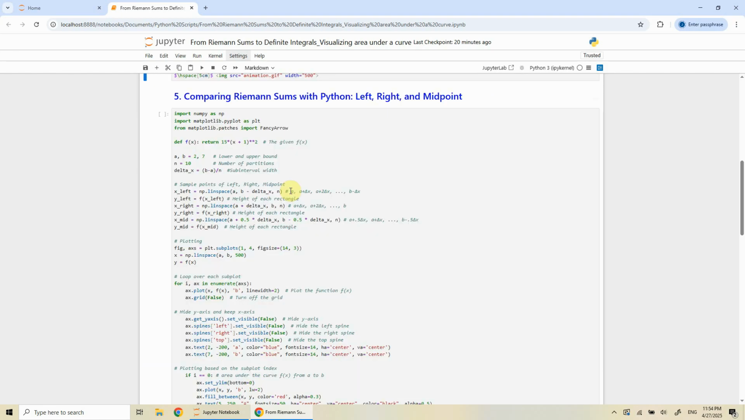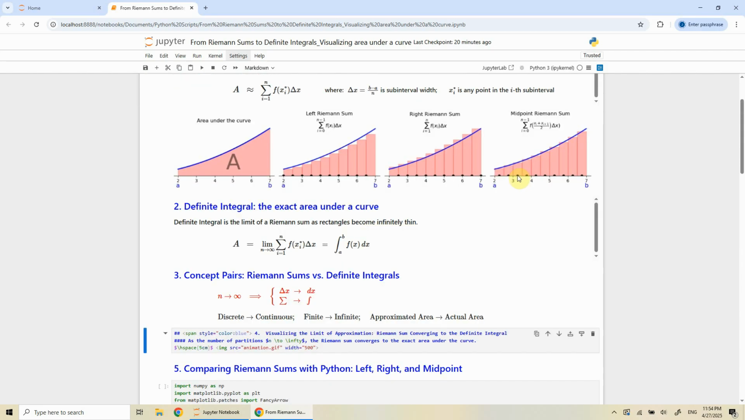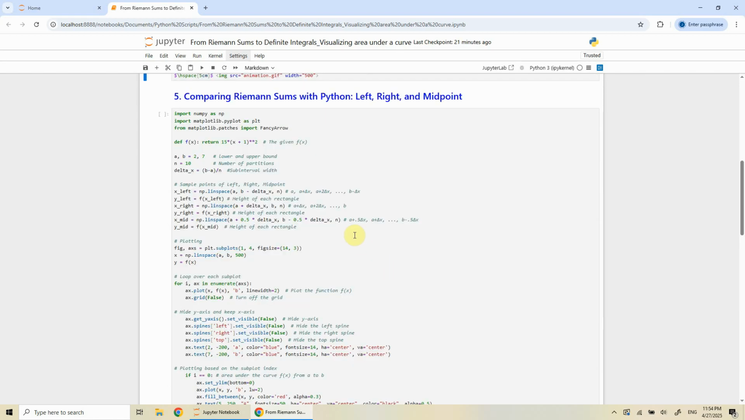For left Riemann sum, points start at A and end just before B, at B minus delta x. Right Riemann sum, points start just after A at A plus delta x and end at B. For midpoint, sample points sit at the center of each subinterval, so just plus half delta x.